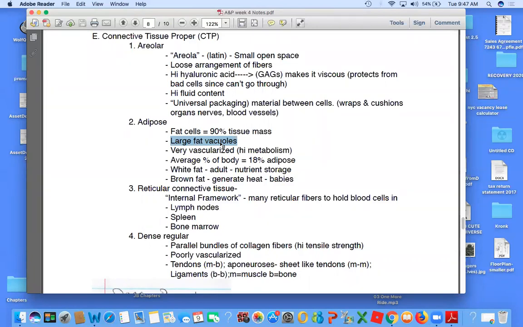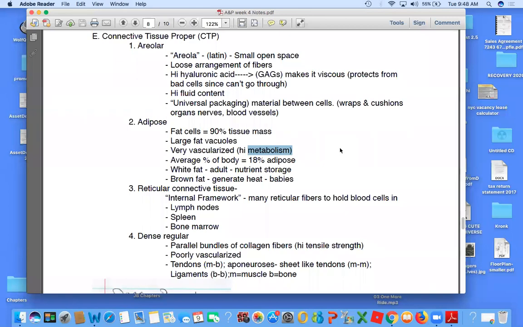And you need it for nutrient storage, protection. Babies need it, especially for generation of heat. Baby fat is brown fat because it has a lot of mitochondria, and mitochondria look brown under the microscope. And as a result, baby fat generates heat for babies. And fat is very well vascularized. You should remember this word. Vascularized means blood vessels, a lot of blood vessels. And that links to metabolism. In other words, metabolism is your chemical reactions in your body. If a tissue is well vascularized, that means it has a lot of blood vessels going to it.